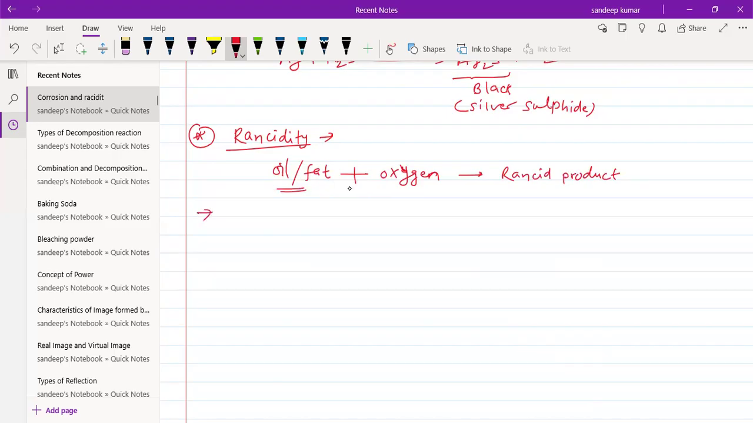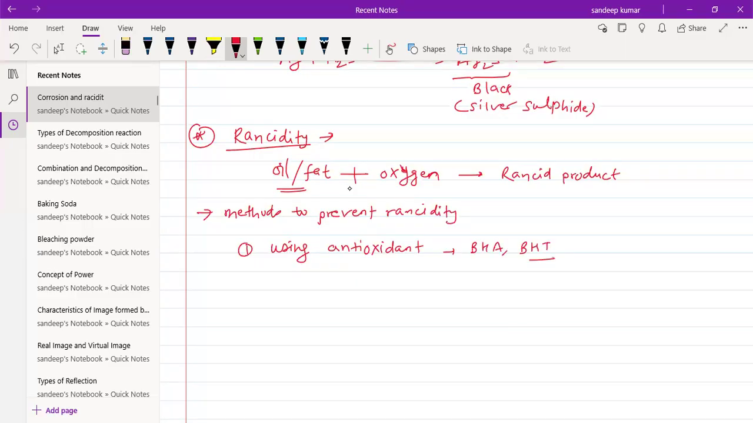So how can we prevent it, children? Methods to prevent rancidity, what we learned. First one is by using antioxidants, chemicals or preservatives, you can say. You can remember the examples, children: BHA and BHT. They are examples of antioxidants.